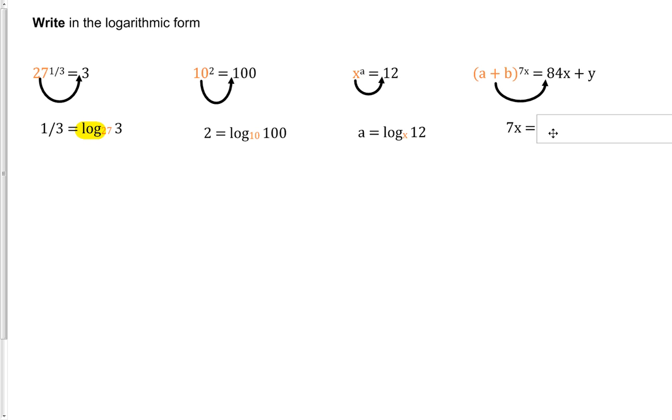Then we have our log with base a plus b, because that was our base of our exponent, therefore it's the base of our log. And on the other side, it's what we had there originally, so 84x plus y. We're going to throw that in parentheses so that we don't have any confusion. And our final statement is going to be 7x equals the log base a plus b of 84x plus y.